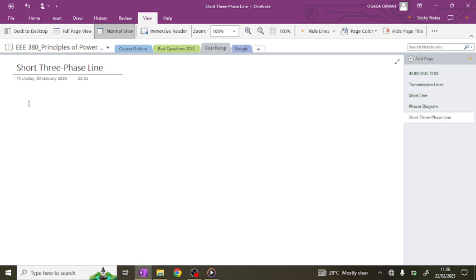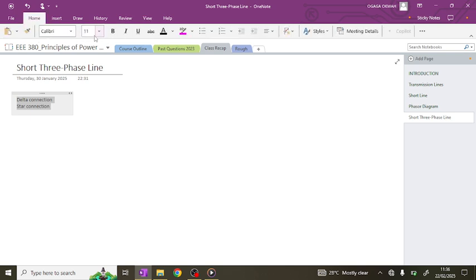But first, bear this in mind, that we have delta connection and star connection. It's also known as Y connection, star or Y connection. So these two. Then we also have the combination of both, which is star-delta connection.